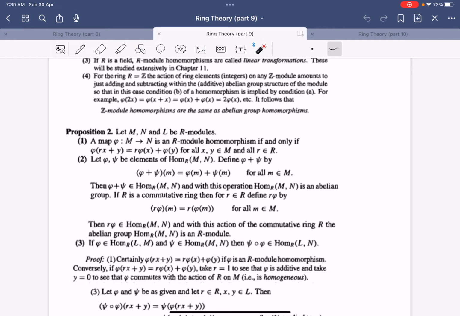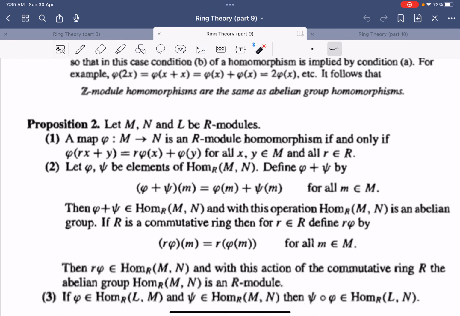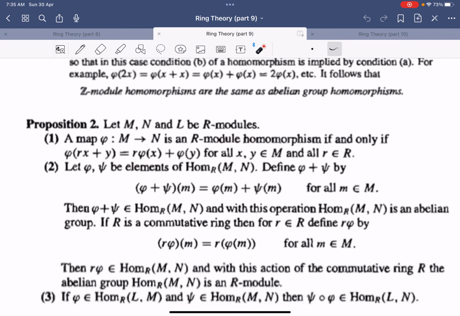And so the next proposition is a criterion to state when it is an R module homomorphism: it must respect the addition and it must respect R. So you can have one shot, you can just write this if you can prove it.